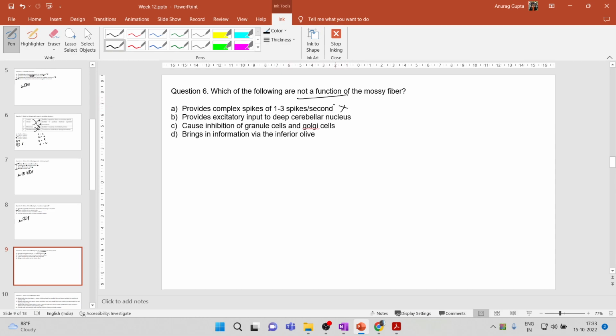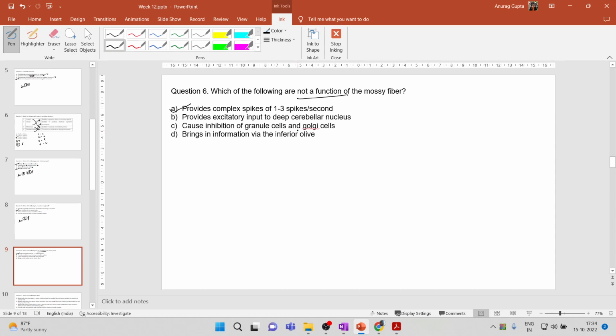So this is important. We'll see what is the function of a mossy fiber first. What is not a function? So this is not a function of the mossy fiber. So this is supposed to be the correct answer, right? This is a function of the climbing fiber. Then they provide excitatory input to deep cerebellar nucleus.